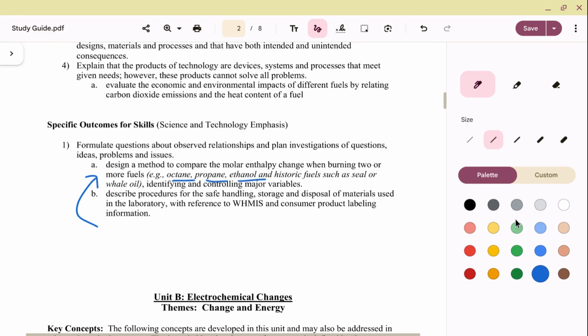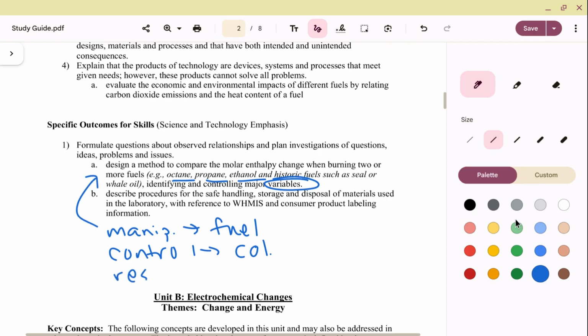Now, just going over it one more time, because variables can get a little bit confusing. If you have, say it's calorimetry, and you're manipulating a variable, your manipulated variable is probably going to be the type of fuel. That's the most common. Then your controlled variable could be the type of calorimeter, and so on. And then lastly, your responding variable is always what you're looking for. What are you measuring? And in calorimetry, you're always measuring temperature.